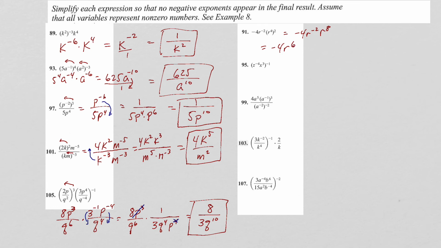Now, it's a common mistake to try to put this 4 down in the denominator, but this is not an exponent. That's just a negative number. Only negative exponents move to the other side. So that's just our final answer.